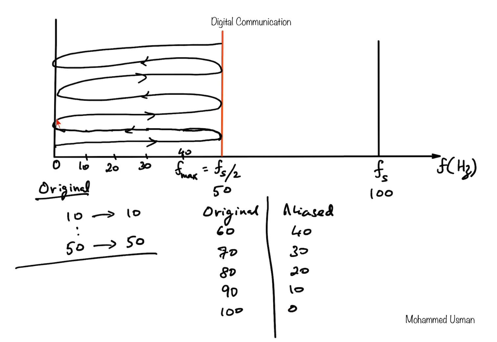Now, if we go beyond 100, so let's say 110, 110 would map to 10. So I'm going to continue writing here. So 110 will map to 10. Similarly, 120 would map to 20, 130 would map to 30, 140 would map to 40.